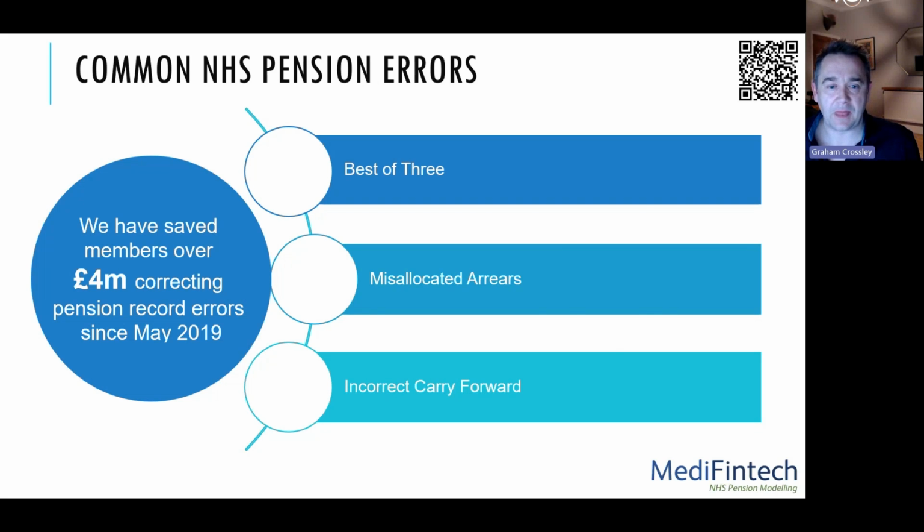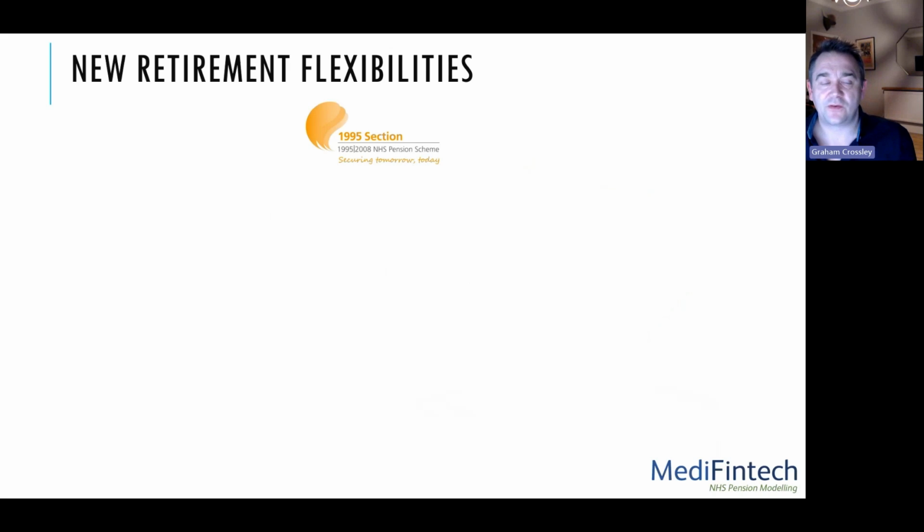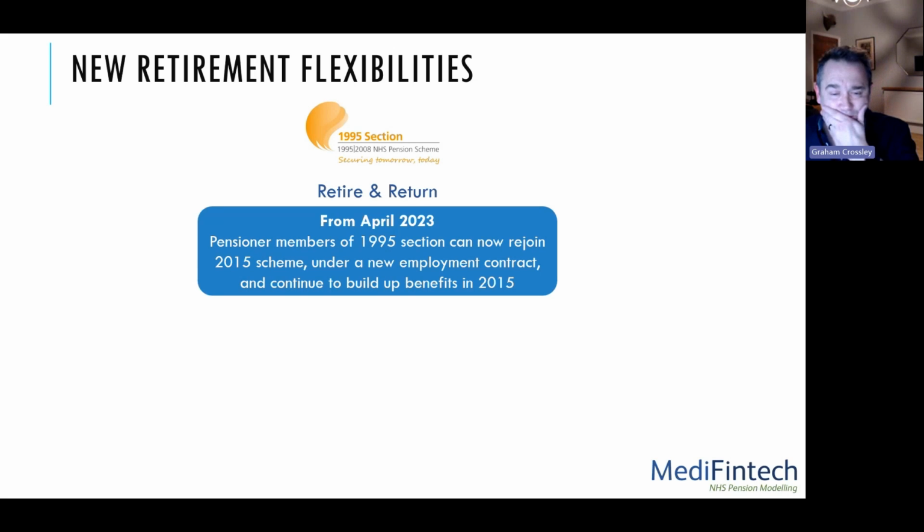So moving on, there are a few pension updates that have a significant impact on your decision as to whether or not you should stay within the 08 section or whether or not you should be moving back to the 95 section. So the first one is the 95 section, the retirement flexibilities on retire and rejoin. So prior to April 2023, if you came back to work, you weren't allowed to participate in the NHS pension again.